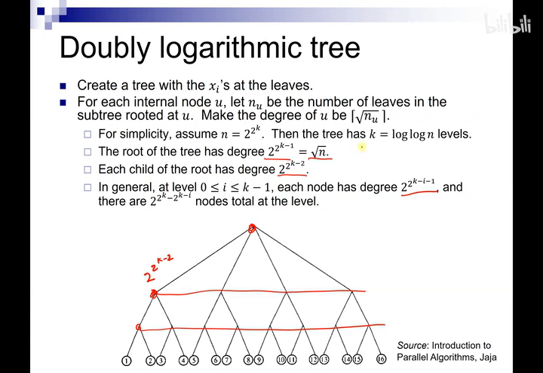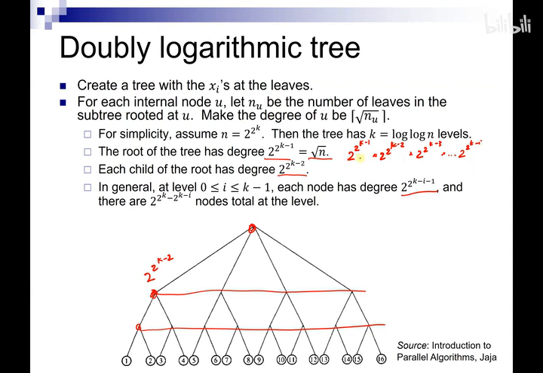When you get to the ith layer, the number of nodes at that ith layer is going to be 2 to the 2 to the k minus 1, times 2 to the 2 to the k minus 2, because as you go from the first layer to the second layer, you generate this number of nodes. Then when you go to the third layer, you have 2 to the 2 to the k minus 3, and so on, until you get to this layer, which has degree 2 to the 2 to the k minus i. This is the number of nodes at the ith layer.